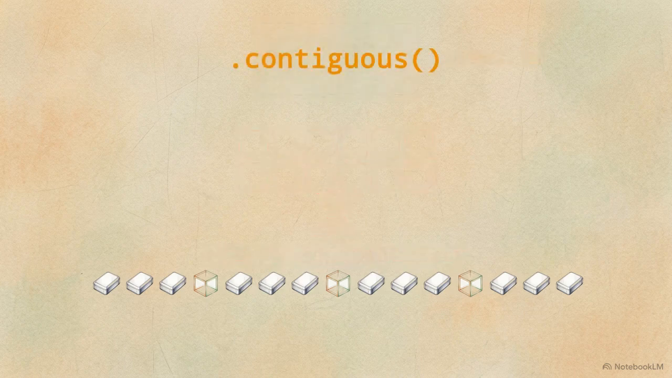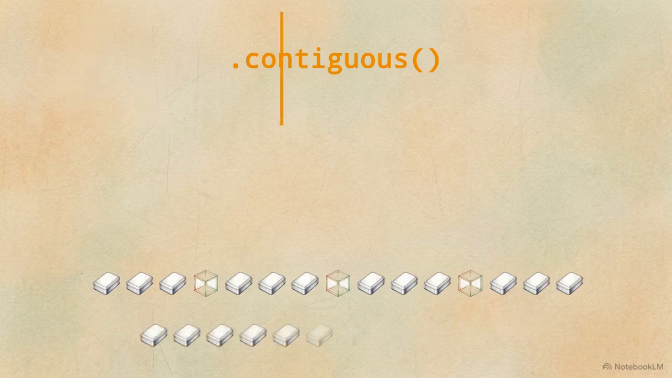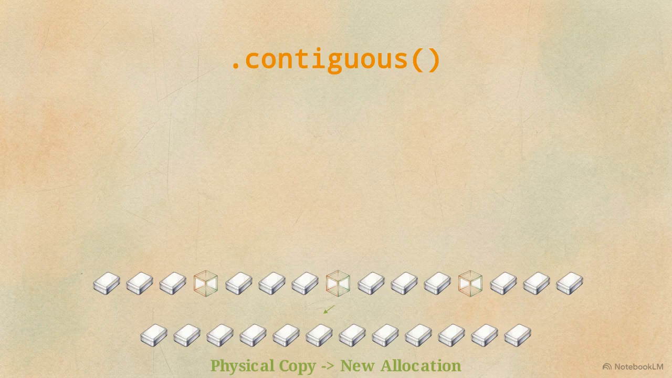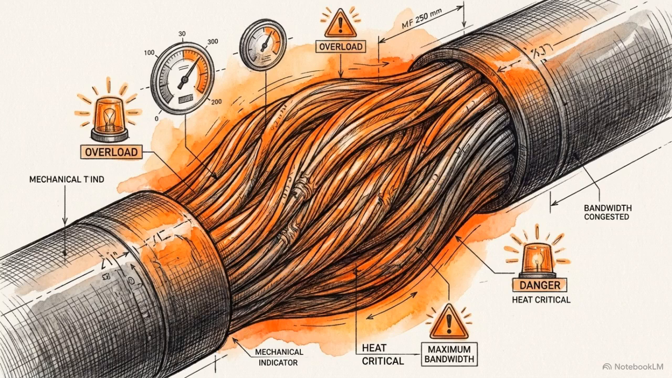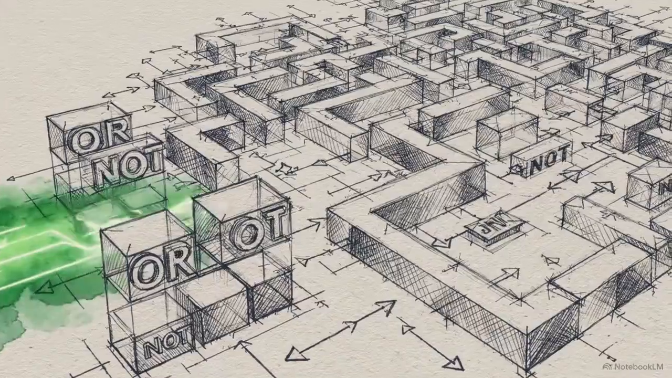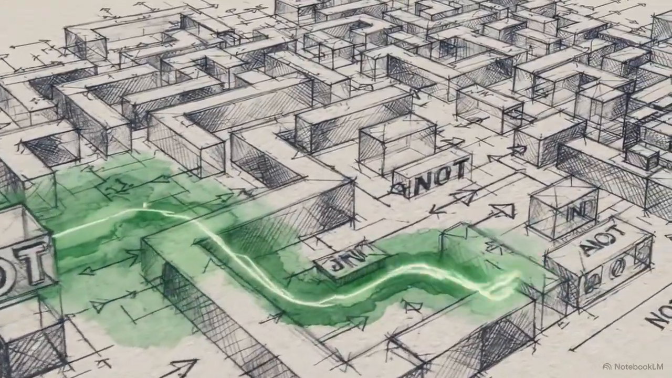This command forces the framework to allocate an entirely new block of memory and physically copy the data over, so it sits sequentially in the exact logical order requested. Understanding when a tensor is contiguous allows engineers to avoid triggering these massive hidden memory copies. Unnecessary copying consumes bandwidth and creates the first major bottleneck in tensor execution. Once the memory is laid out, the tensor equation must be executed.